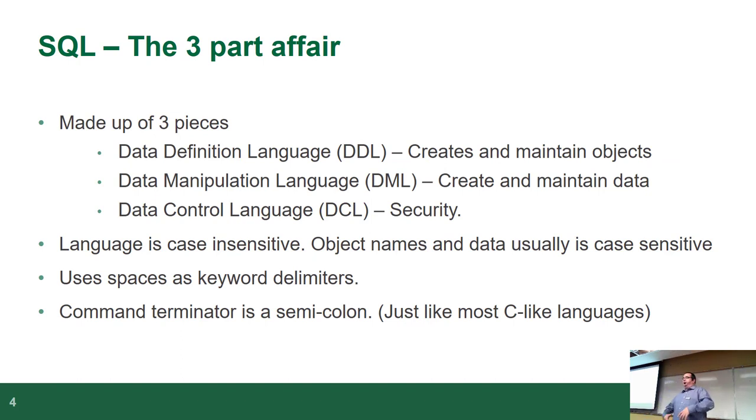Okay, that's the history lesson done. SQL is a three-part affair. The language itself is made up of three separate pieces, and the three separate pieces have very distinct, different jobs. The first one's known as the data definition language, known as the DDL. It exists to create and maintain objects in the database. It has nothing to do with the data, it has to do with the structure.